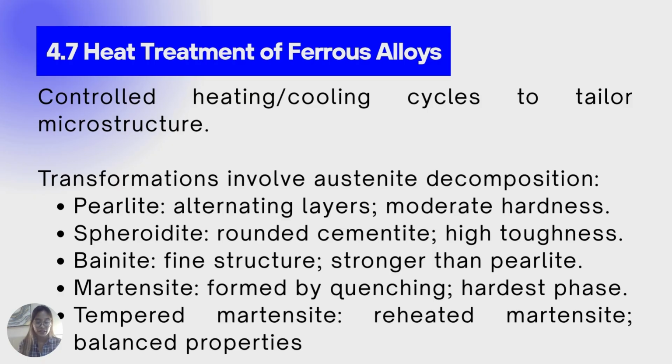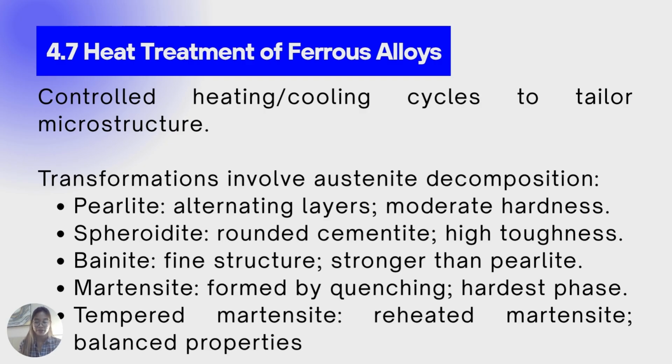Second, there is spheroidite, produced by heating pearlite or bainite just below the eutectoid temperature for a long time. Cementite forms rounded particles instead of layers. This structure offers high toughness and ductility, ideal for machining or forming. The third, bainite, formed at an intermediate cooling rate between pearlite and martensite. It has a fine microstructure, giving it higher strength than pearlite while still maintaining some ductility.